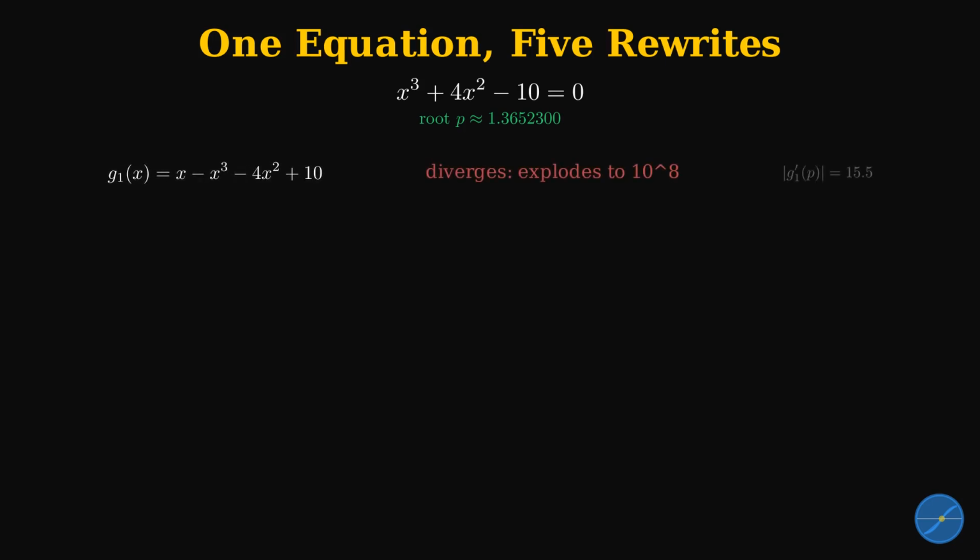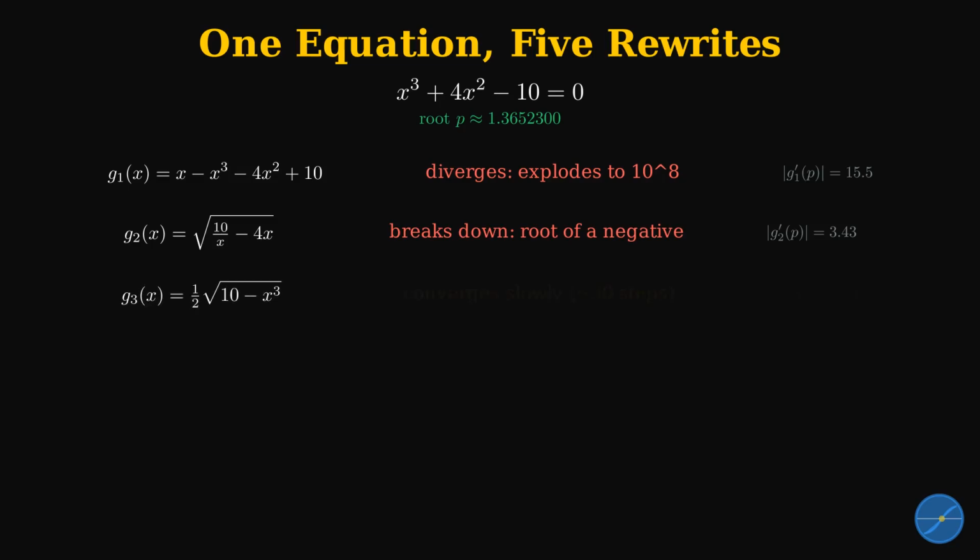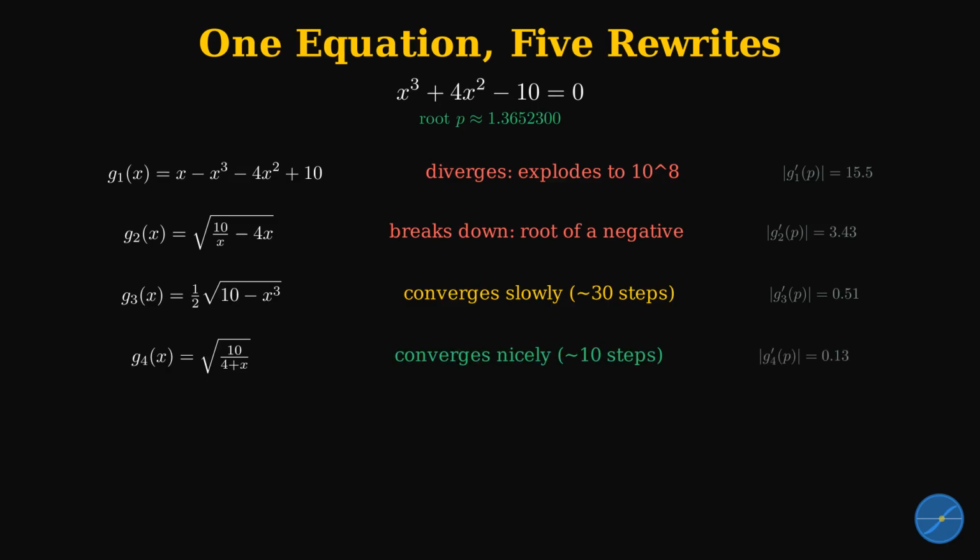Rewrite 1 blows up, its slope is 15.5. Rewrite 2 breaks down, taking the root of a negative. Rewrite 3 converges but slowly, slope about 0.51. Rewrite 4 converges nicely, slope is 0.13. And rewrite 5 nails it in 4 steps, slope essentially 0.